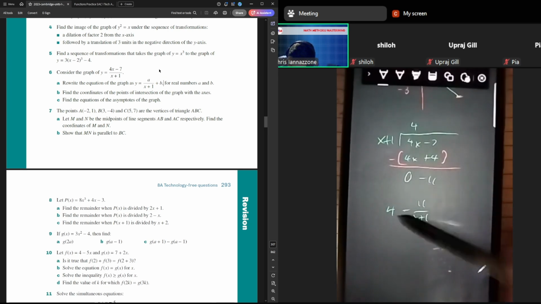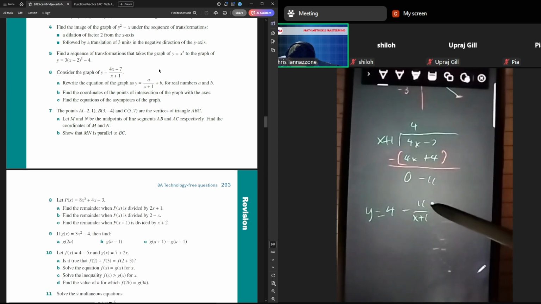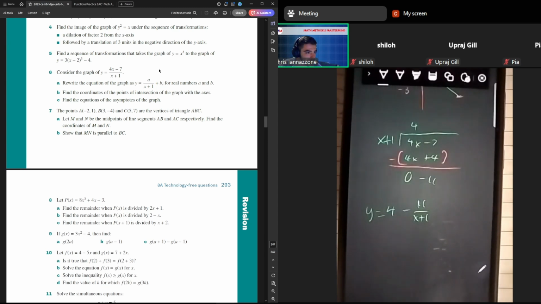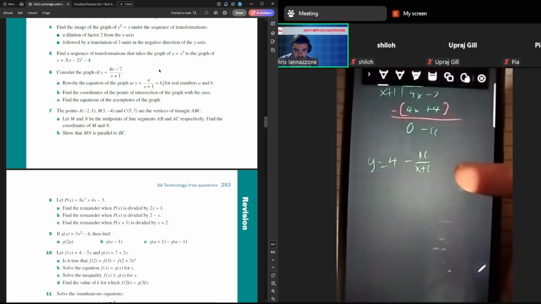That is a hyperbola. You have y equals your function, 4 minus 11 over x plus 1. So in this case, your a value would be 11 and your b value would be 4. So that's a quick hack that will always work there. You could do it algebraically instead. That requires a bit more thinking as to how you'd rearrange it. Honestly, you're going to have to get good at your polynomial division anyway. You might as well just use this version.